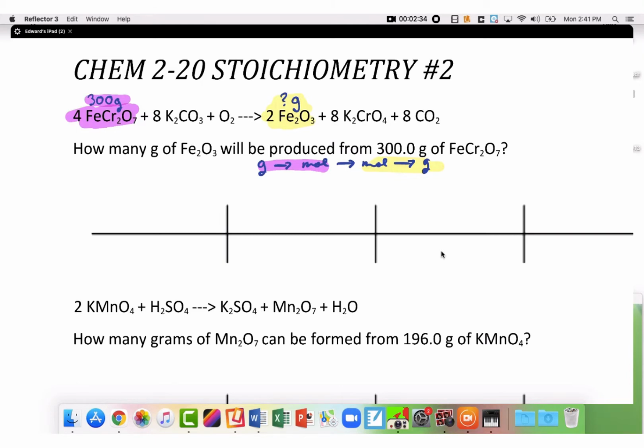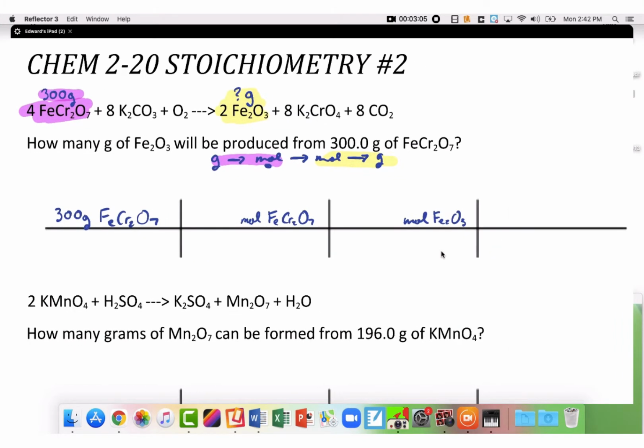All right. Always start off with your given. 300 grams FeCr2O7, right? Now we go to moles of the same material. It's always the same, FeCr2O7. And then we go to moles of the unknown, what we're trying to find, which in this case is Fe2O3. And then we go to grams of Fe2O3. You see that pattern?